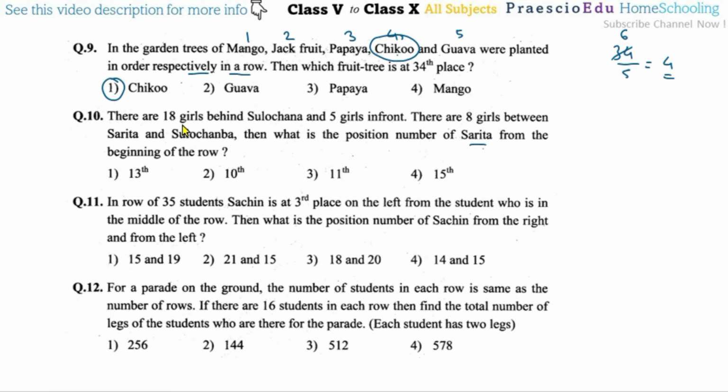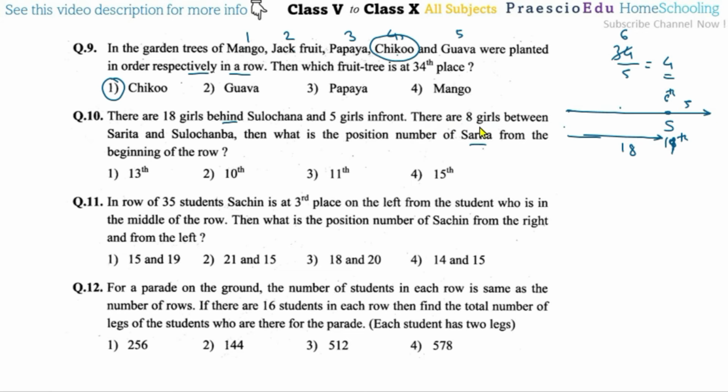So suppose this is a row in this direction. Suppose here Sulochana is on the 18th, meaning behind her. From the end, the 18 girls, so this is the 19th place, which means Sulochana is at the 19th place. And 5 girls in front means this is the 6th place. That is the meaning from the starting.